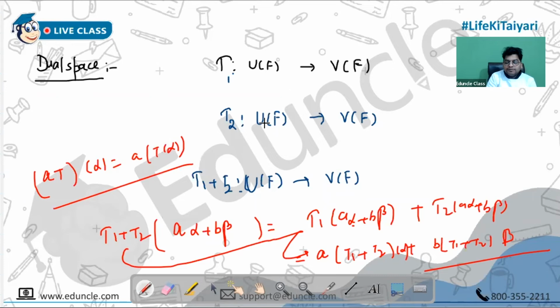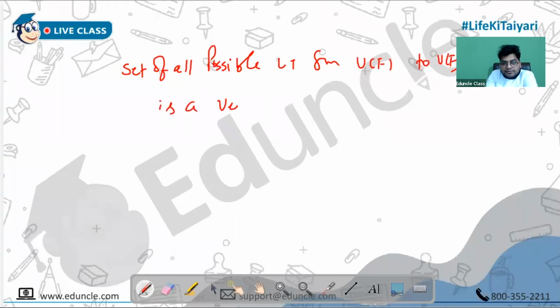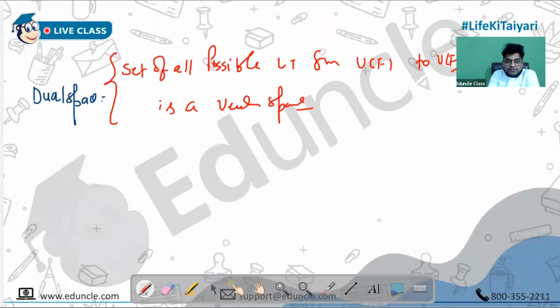It means if you have two linear transformations, then the sum and the scalar multiplication are also linear transformations. So you can prove that the set of all possible linear transformations from U over F to V over F is a vector space under the operations of linear transformation addition and linear transformation scalar multiplication, and this is called the dual space.